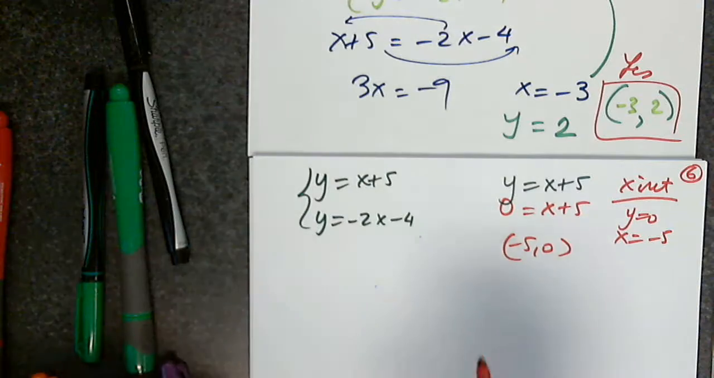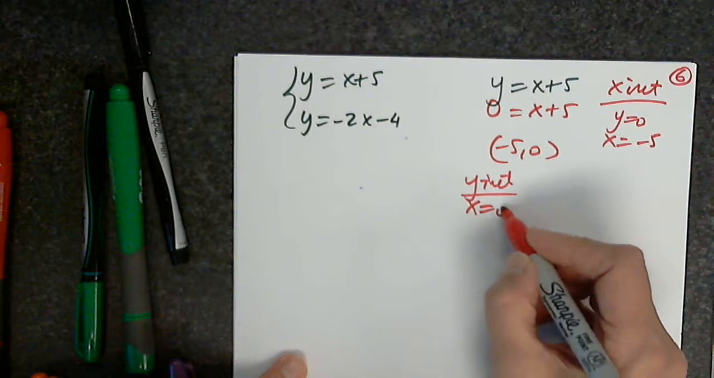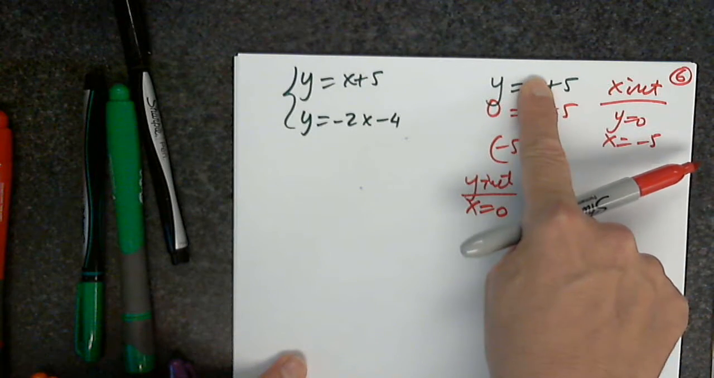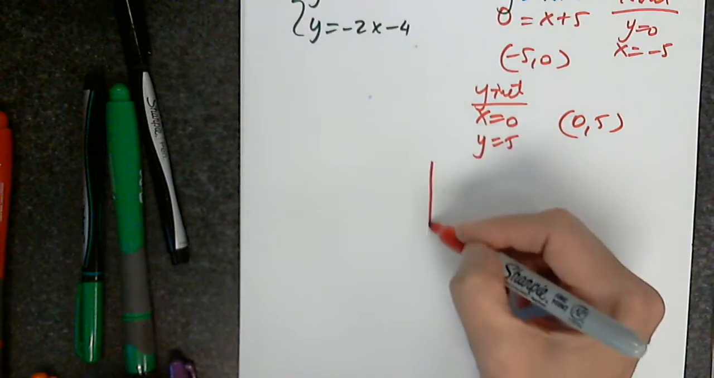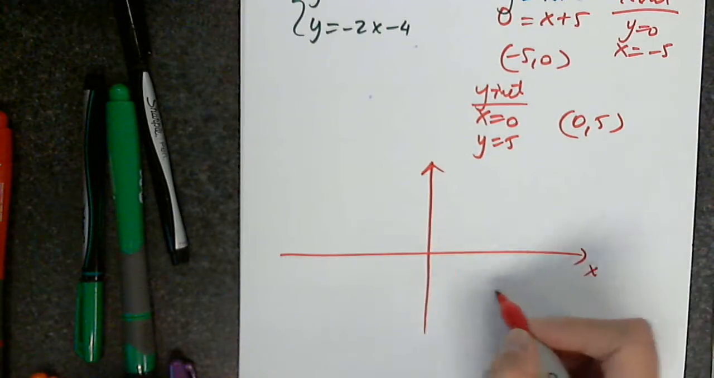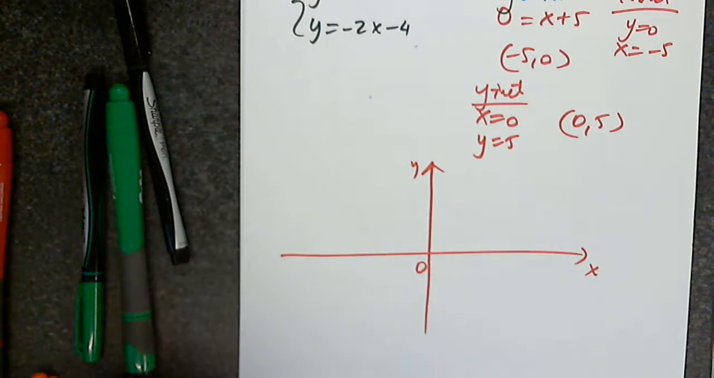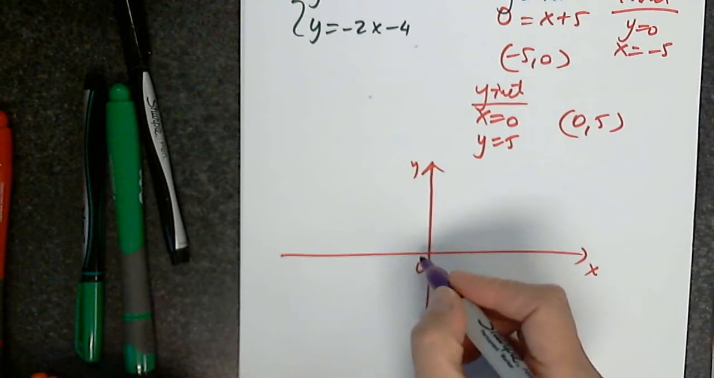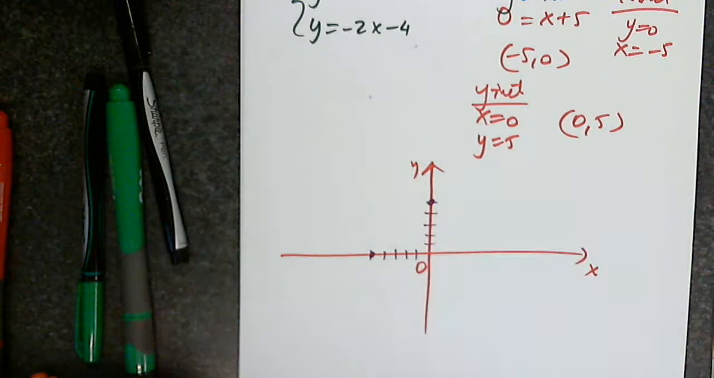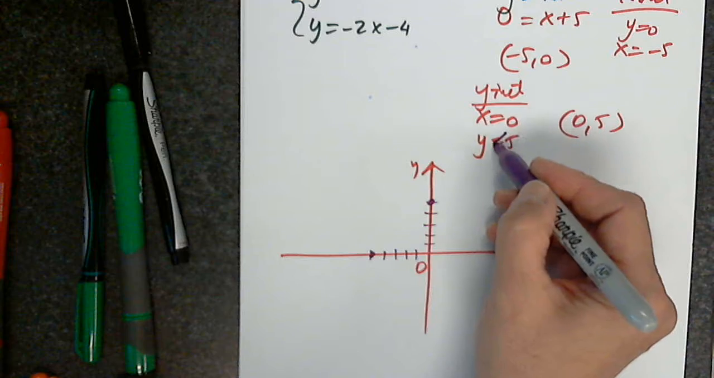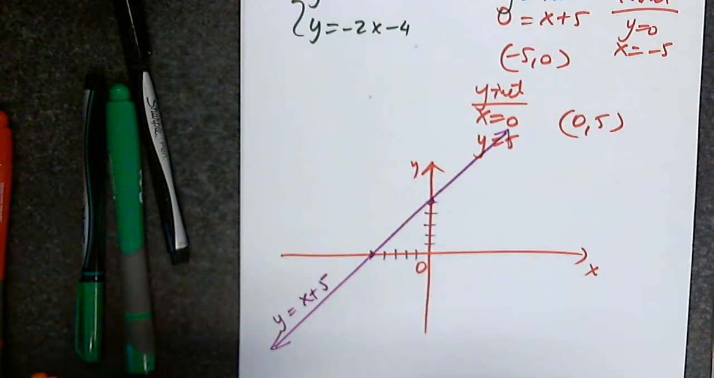Now I want to find the y-intercept. How do I find the y-intercept for this equation? Very good. Make x equal to 0. How much is y? Very good. So y equals 5. So 0, 5. So let's graph. I plot the points, connect the points, and extend the line. So I have negative 5, 0 and 0, 5. Connect and extend the line. And this is the equation y equals x plus 5.